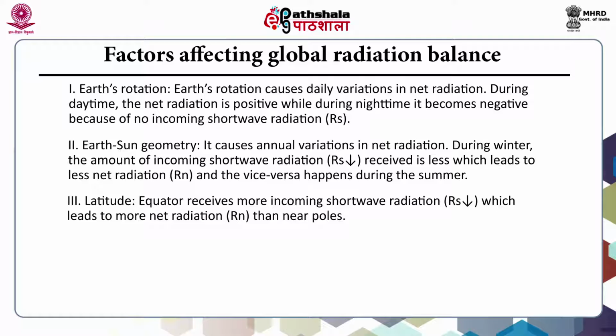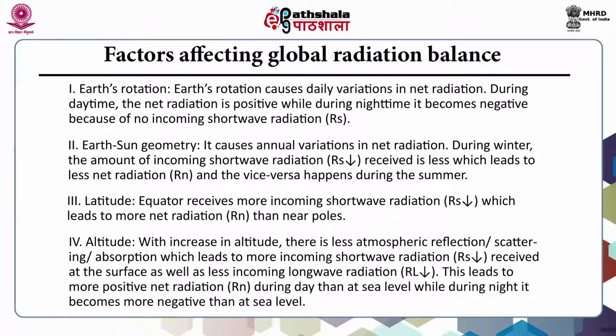And the third factor is the latitude. Equator receives more incoming shortwave radiation, which leads to more net radiation than near poles. The fourth factor is altitude. With increase in altitude, there is less atmospheric reflection, scattering or absorption, which leads to more incoming shortwave radiation received at the surface as well as less incoming long wave radiation. This leads to more positive net radiation during day than at sea level, while during the night it becomes more negative than at sea level.